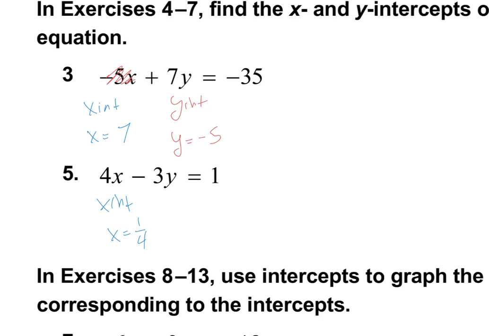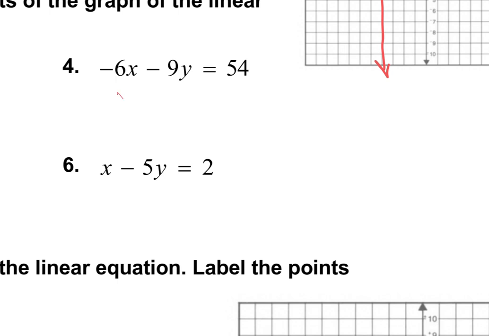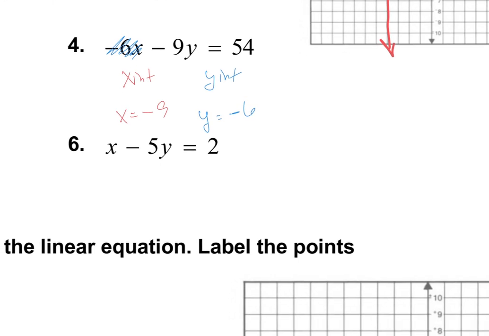And the y-intercept is when x is 0. So our y-intercept is -1/3. The x-intercept happens when y is 0. So the x-intercept is x equals -9. And the y-intercept happens when x is 0. So the y equals -6.